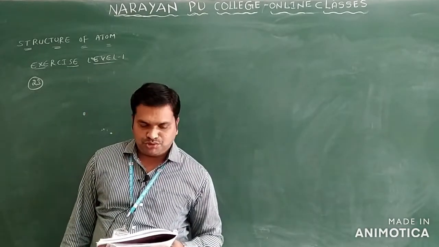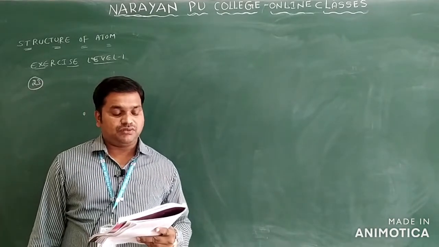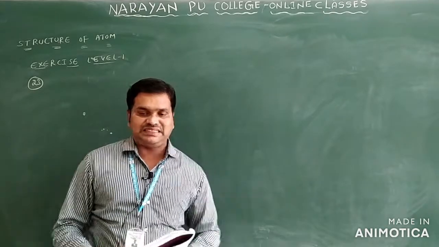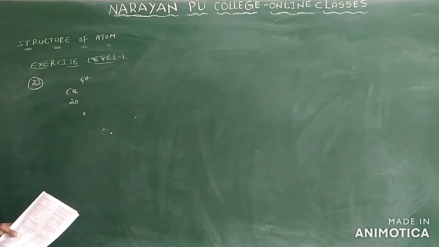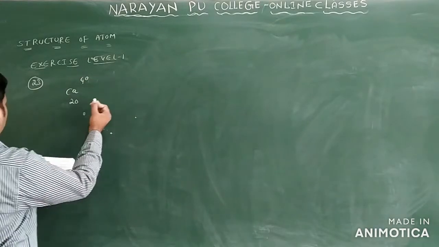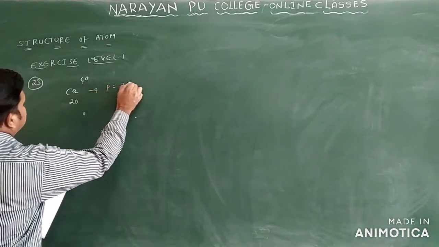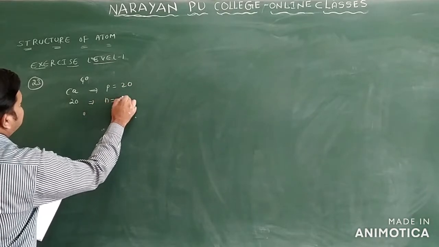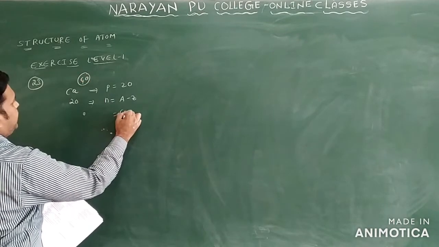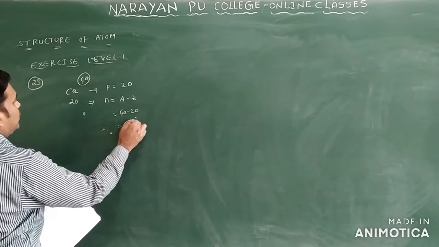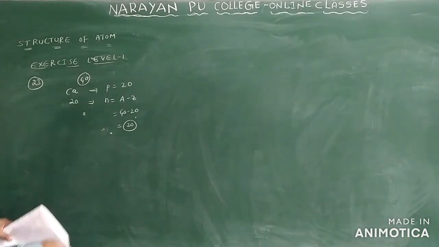See the next question, question number 23. In the nucleus of calcium with atomic number 20 and mass number 40 given, what does it contain, they are asking. Calcium is given, this is 20 and 40. From this you can write the information here. They are asking about protons and neutrons only. So protons is equal to 20 and neutrons is equal to A minus Z. A is 40, that is 40 minus 20, that is equal to 20 only.